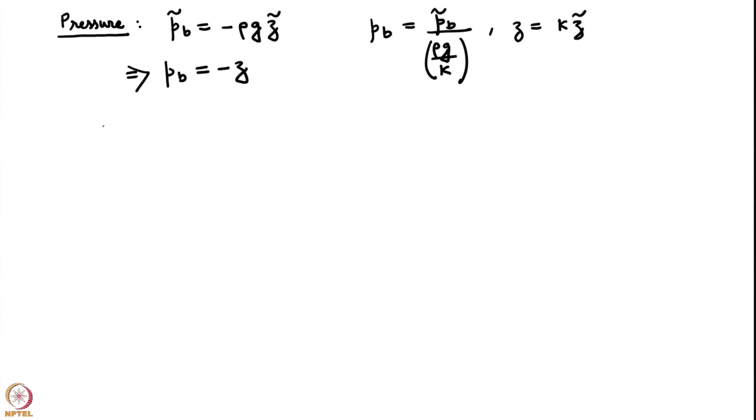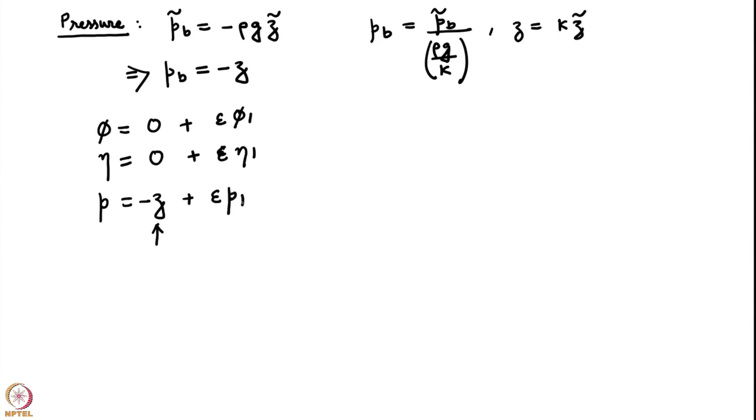So we will have to do a similar expansion for pressure just as we did for everything else. For phi and for eta, our base state contribution was 0 and 0, and then we had an epsilon phi 1 and an epsilon eta 1. Similarly, pressure will also have a similar expansion. However, we have to remember that the expansion has to start at minus z, because in the base state the pressure field is not 0. If we do that, then there is epsilon p1, and our intention is to determine this pressure field p1.